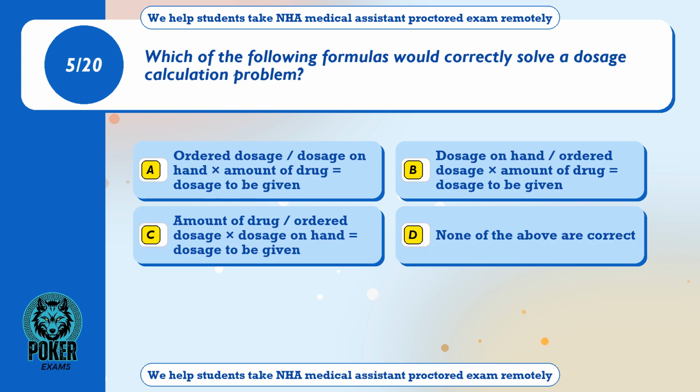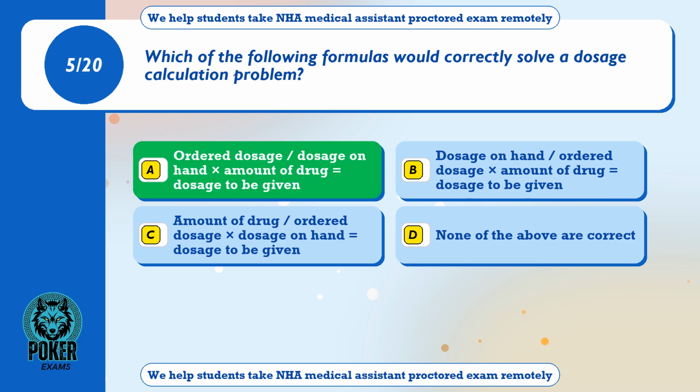Question 5. Which of the following formulas would correctly solve a dosage calculation problem? Option A, ordered dosage/dosage on hand times amount of drug equals dosage to be given. Option B, dosage on hand/ordered dosage times amount of drug equals dosage to be given. Option C, amount of drug/ordered dosage times dosage on hand equals dosage to be given. Option D, none of the above are correct.